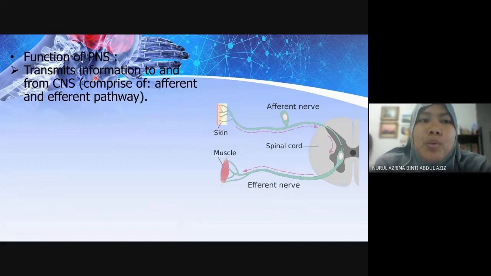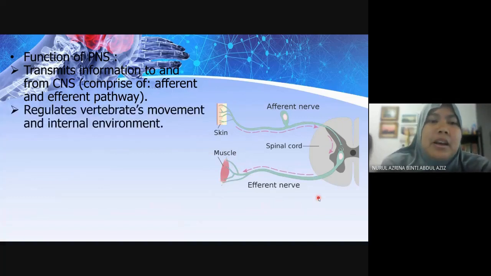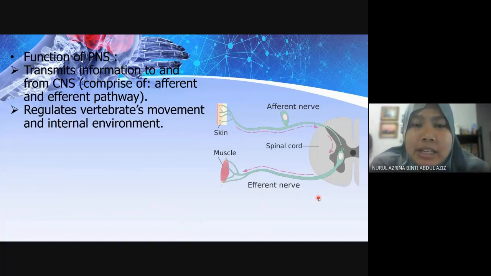So the information will be transmitted towards the central nervous system via afferent pathway. And the information will be processed by our central nervous system, and the effect ataupun the responses will be sent out towards our effector, which is muscle at the efferent pathway. Okay, efferent remember ada dua branch, somatic ataupun autonomic. Kalau somatic inilah pergi kepada skeletal muscle contohnya. Okay, so the peripheral nervous system regulate vertebrates movement and internal environment. So it doesn't affect responses to external only, but also involved in internal environment.